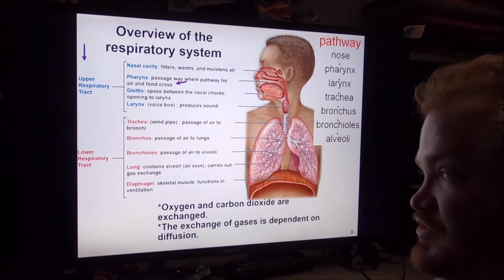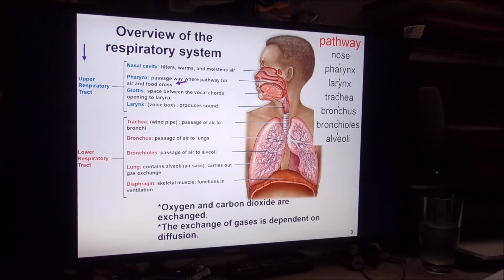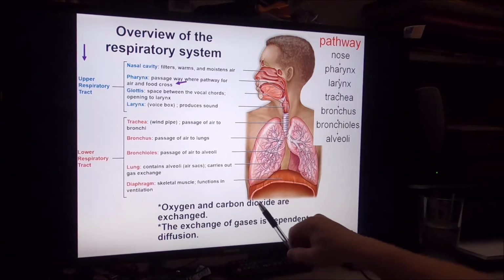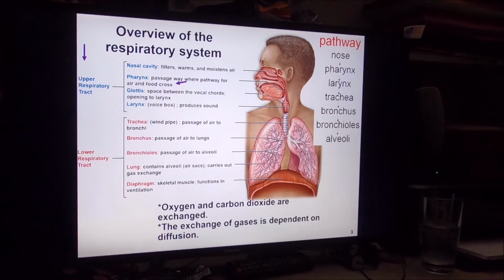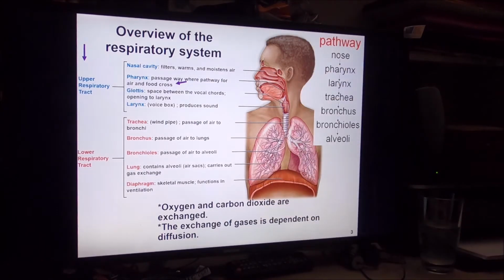So where does gas exchange happen? Well, that happens in the alveoli of the lungs. And then last but not least, and sort of included in all this, is the diaphragm. The diaphragm is indeed muscle, and it's going to flex by pulling down, and that's going to pull air in through your nasal openings and your mouth and allow you to breathe.